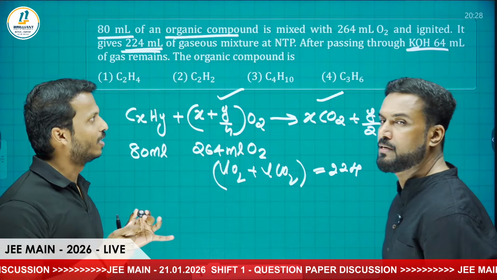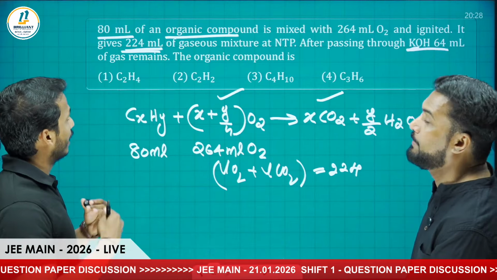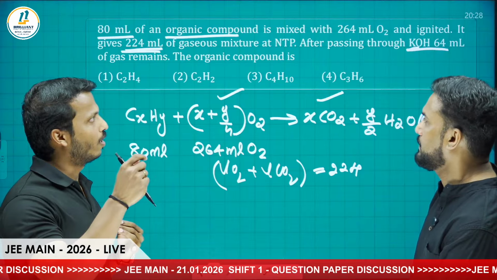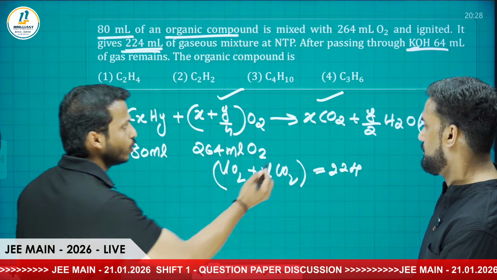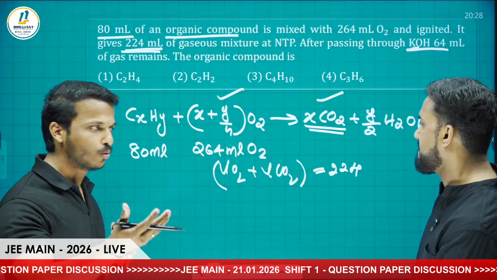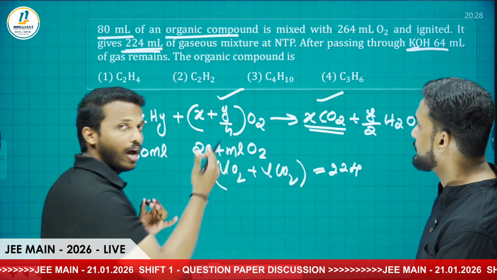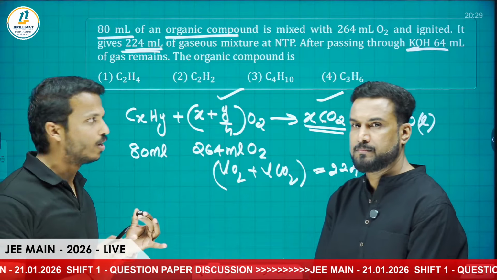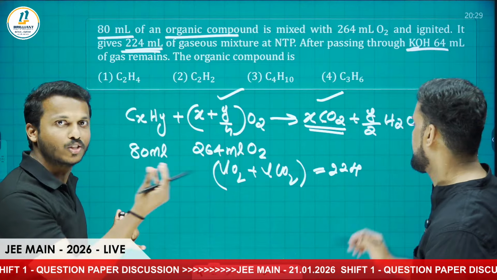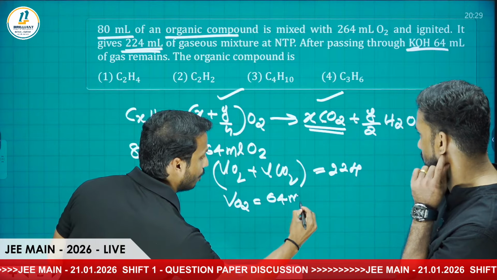When passing through KOH, 64 ml of gas remains. KOH is a base, so it reacts with which one? Carbon dioxide, because carbon dioxide is acidic. So it can form KHCO3 or K2CO3. Carbon dioxide reacts with the KOH, so carbon dioxide is gone. 64 ml gas remains. So what is that 64 ml? That is the volume of oxygen. So V of oxygen is equal to 64 ml.